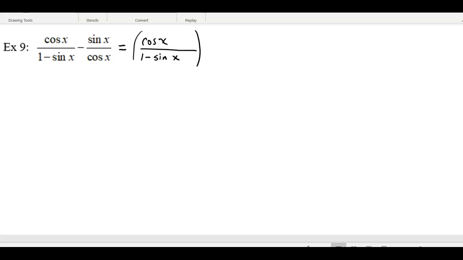But this was my original first fraction. I already have 1 minus sine as my denominator. I have cosine x as a factor in my other denominator. That's going to be the term I need to introduce. Minus, so my second original fraction, sine of x over cosine of x. And I'm going to multiply by, now the original first fraction has a denominator of 1 minus sine x, so that's the factor I need to introduce.